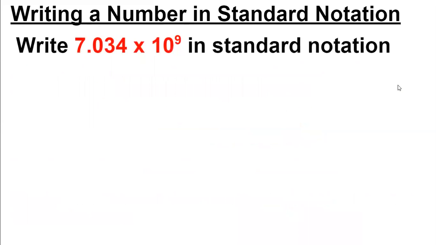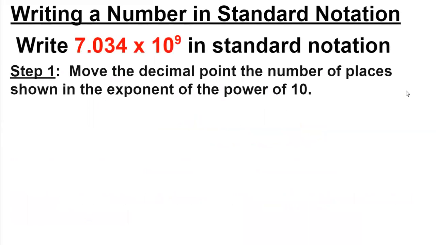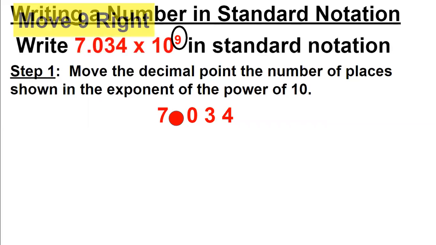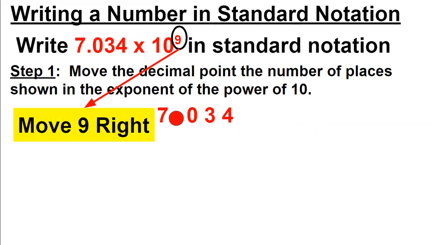We're going to write 7.034 times 10 to the 9th in standard notation. Number 1, move the decimal point the number of places shown in the exponent of the power of 10. Well, there's our number. There's our decimal place. How many spots are we going to move it to the right? 9, because our exponent is a 9.